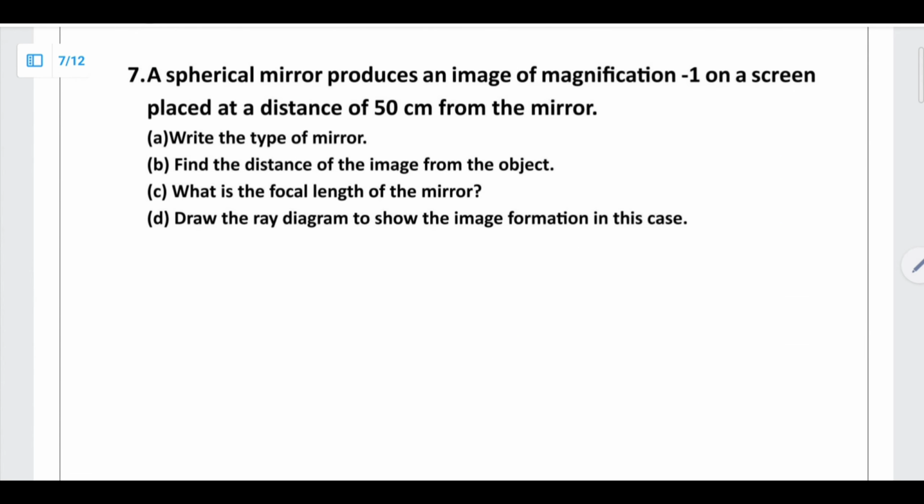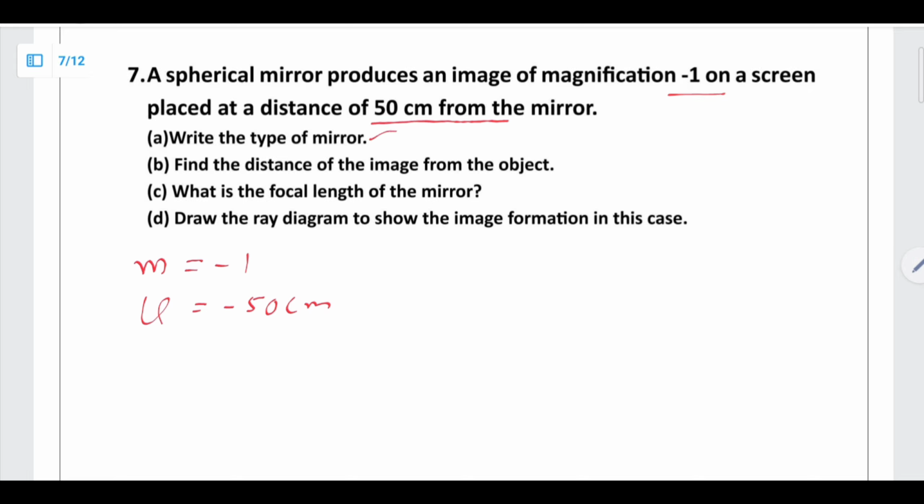The next question: a spherical mirror produces an image of magnification minus 1 on a screen placed at a distance of 50 centimeters from the mirror. So what is the magnification? M equals minus 1, and object distance equals minus 50 centimeters. Object distance is always taken as minus.